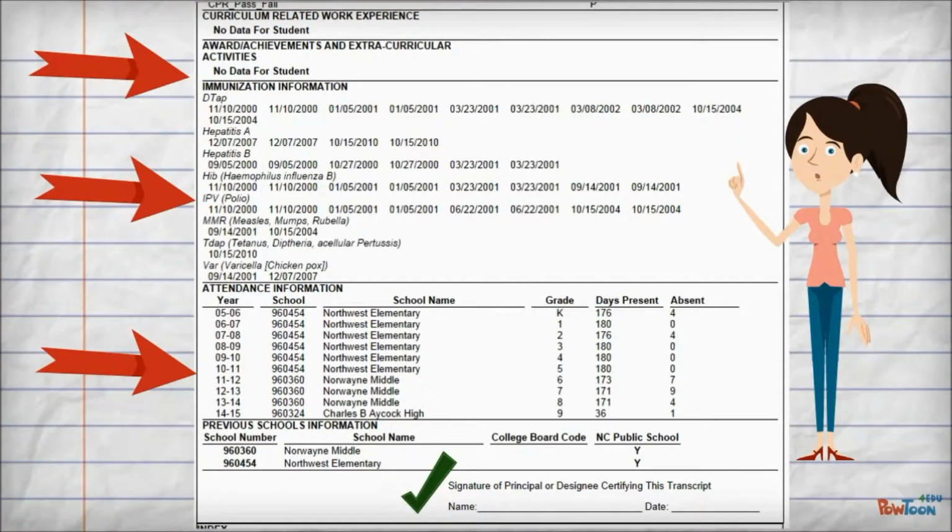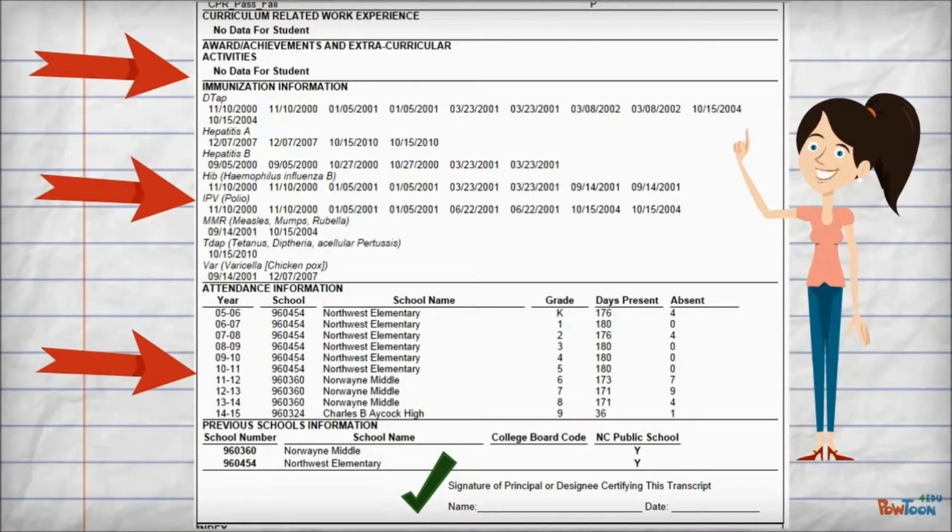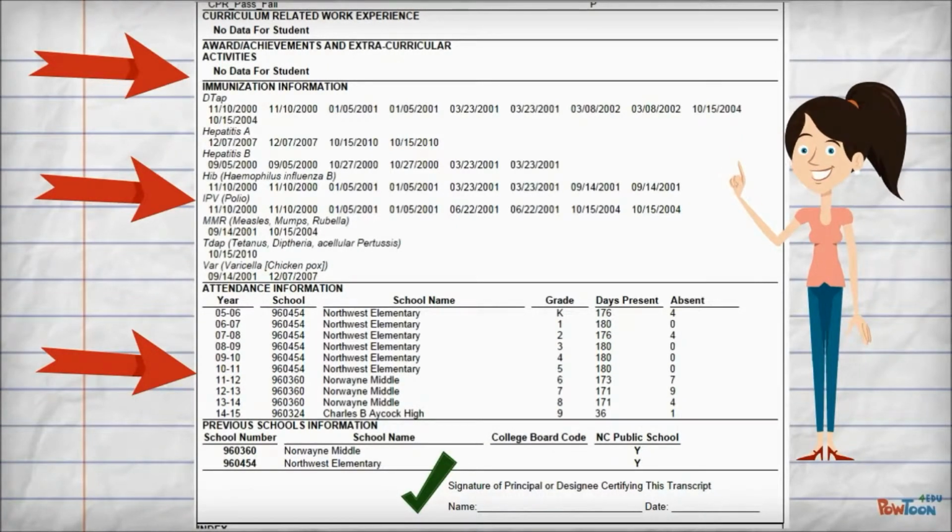College recruiters, employers, and scholarship committees focus on attendance, especially in high school, and you will see that your days present and your days absent are listed there all the way from elementary school, if you've been in a North Carolina public school all of that time, to the present. If you've been in a previous school, that information will also be listed in the next section called Previous School Information. That's important for colleges and recruiters to know if you've moved around a lot and if you've been to multiple schools. And at the very bottom, there's a place for a signature.